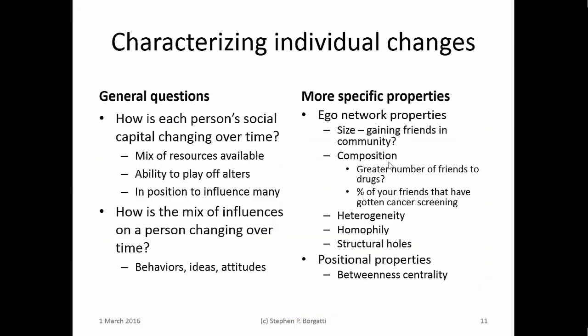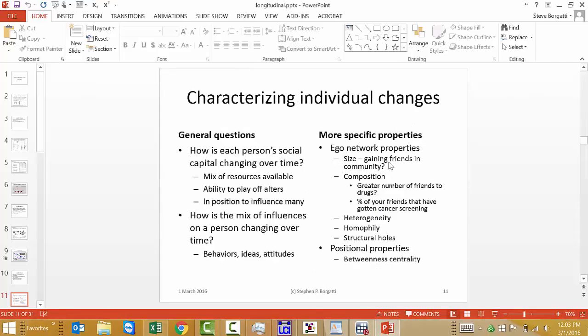Okay, now let's look at individual changes. So we're going to take properties of the individual, for example, some kind of measure of their social capital, and look at how it changes over time, and then see how that has consequences for the person over time. And here I will depart from the slides, and let's do this in UCINET, because it's kind of fun.